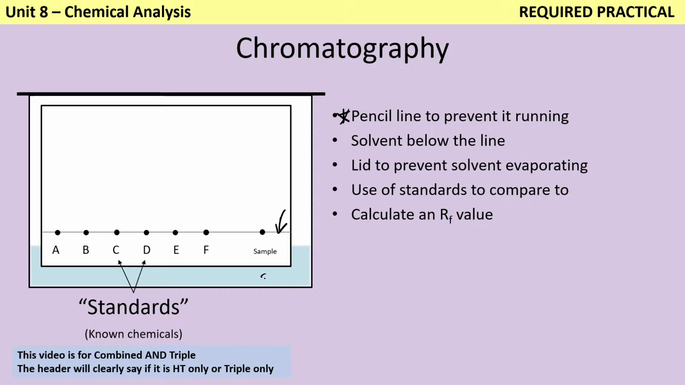Likewise, our solvent, which is here, which was probably water when you did it, but it could be other liquids, it could be ethanol, it could be methanol, that needs to be below the start line, right? You can't have it coming over the start line, because if you did, then all your samples would just leach out into that liquid.